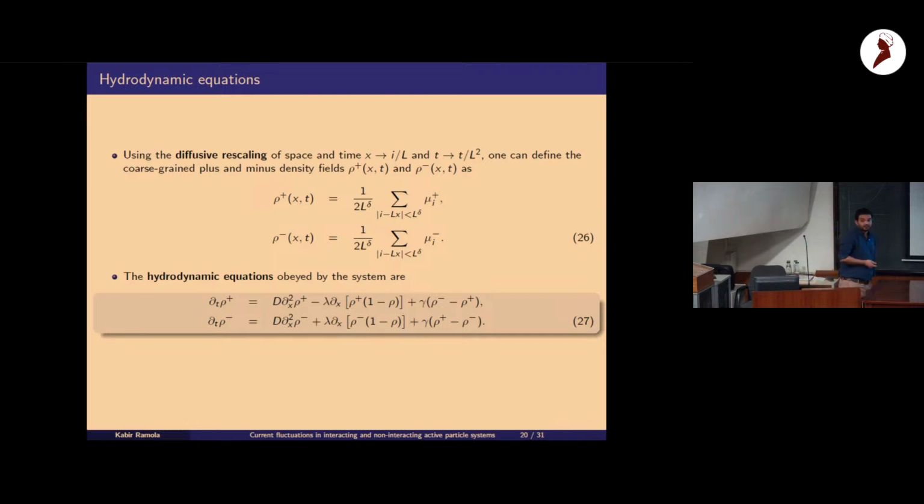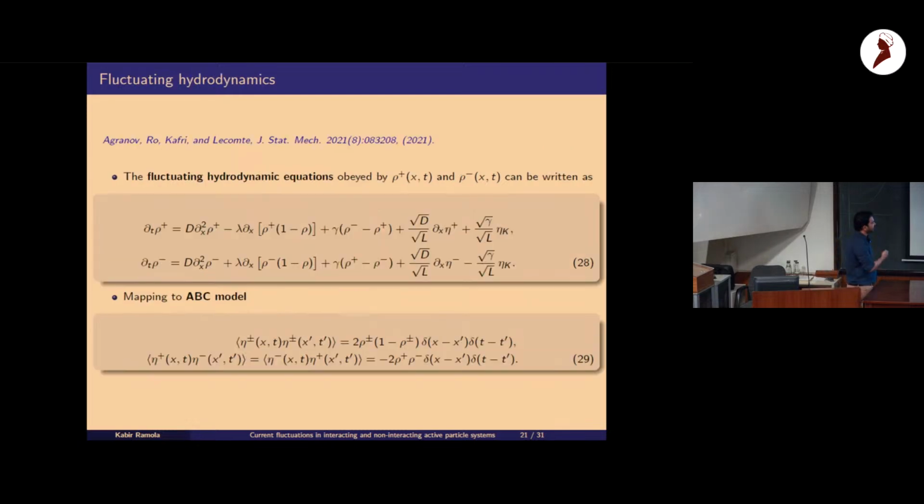But now if you want to compute the fluctuations of the number of particles to the right, the hydrodynamic equation will tell you the average number of particles to the right. But we want to compute the fluctuations of this quantity. What is the flux through the origin? For that, we need to write down fluctuating hydrodynamics equations. So you take the same hydrodynamic equations, and now you add fluctuations to this. The fluctuations had been conjectured in this recent paper by a very elegant mapping to the ABC model.